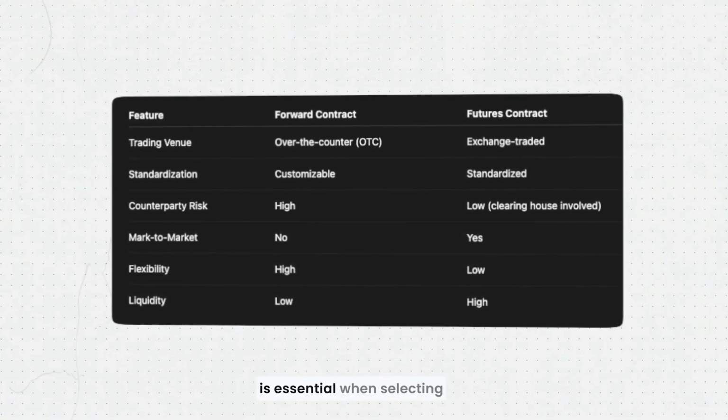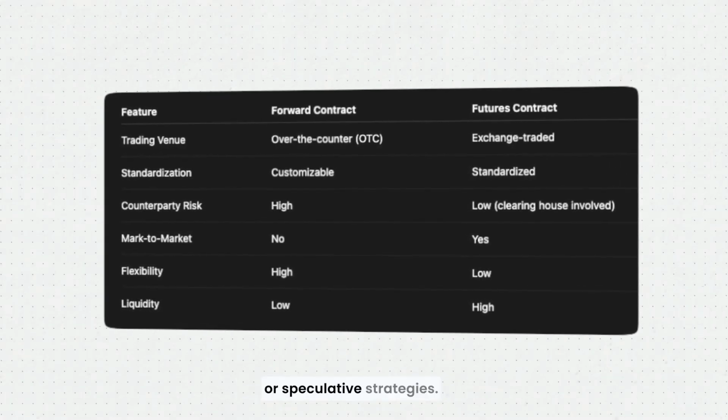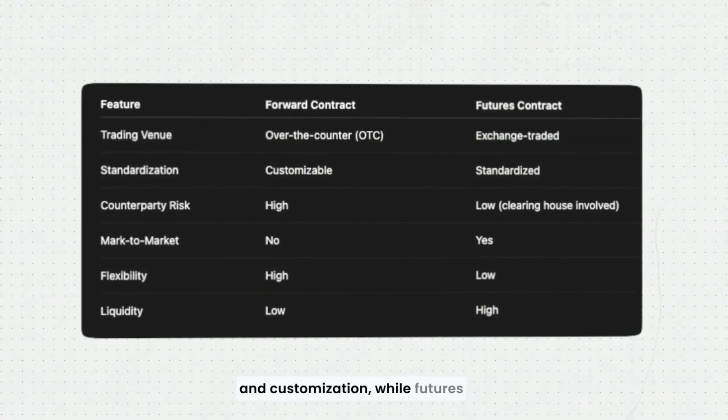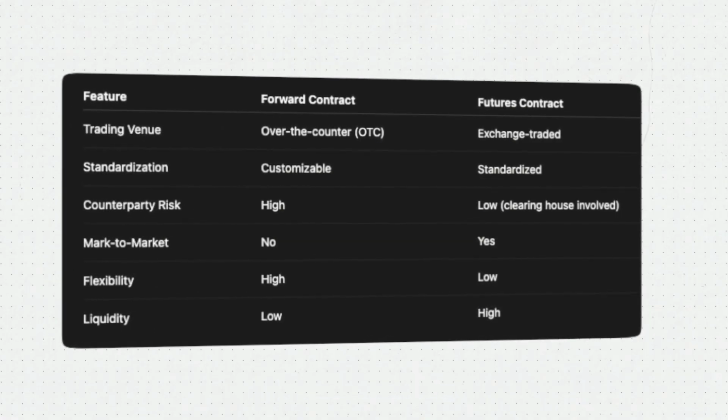Understanding these differences is essential when selecting the appropriate derivative instrument for hedging purposes or speculative strategies. Forward contracts provide flexibility and customization, while futures offer liquidity, transparency, and reduced credit risk.